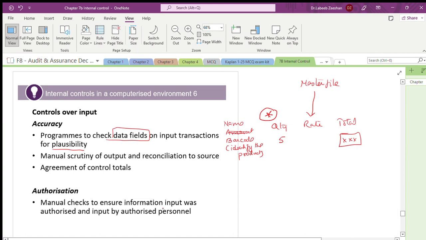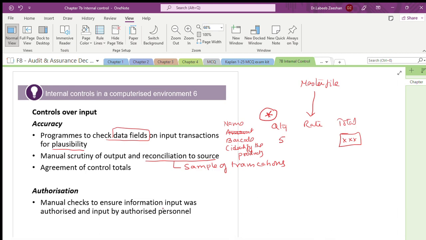Manual scrutiny of output and reconciliation to source. In order to do this, we will verify a sample of transactions. We will not entirely depend on the software. Understand? As an auditor, you will not entirely depend on the software. That is the walkthrough test. You will take a sample of transactions and see whether they have been matched with the source document.